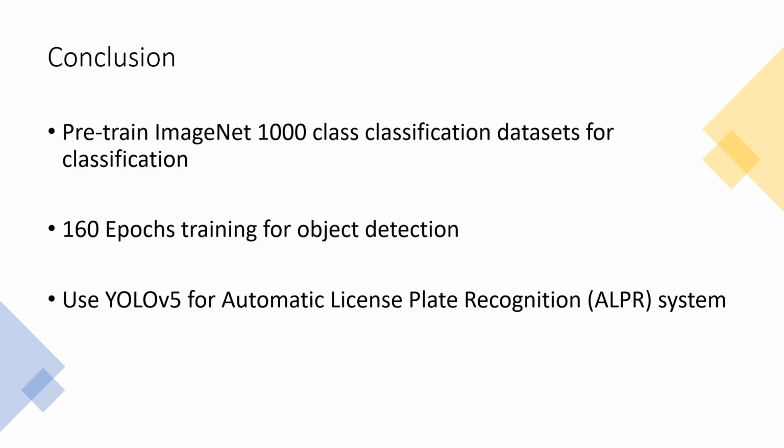One of the reasons that my mAP is lower is that I did not train using the ImageNet dataset. So I hope to pre-train my model using the ImageNet dataset and train using the Pascal VOC dataset for 160 epochs. And since there are a few updated versions of YOLO, I hope to re-implement YOLO version 5 and use it for an automatic license plate recognition system.